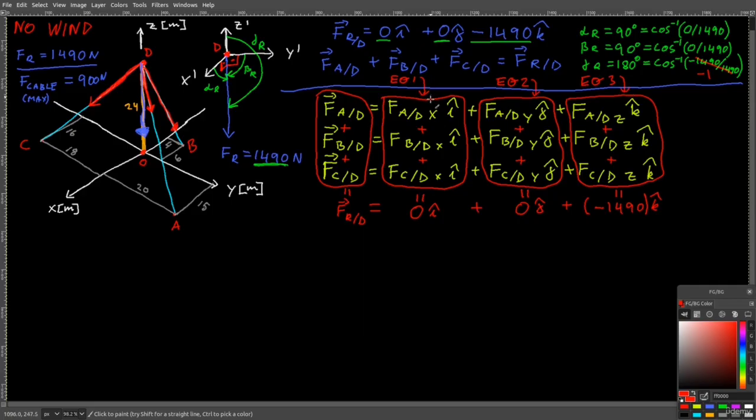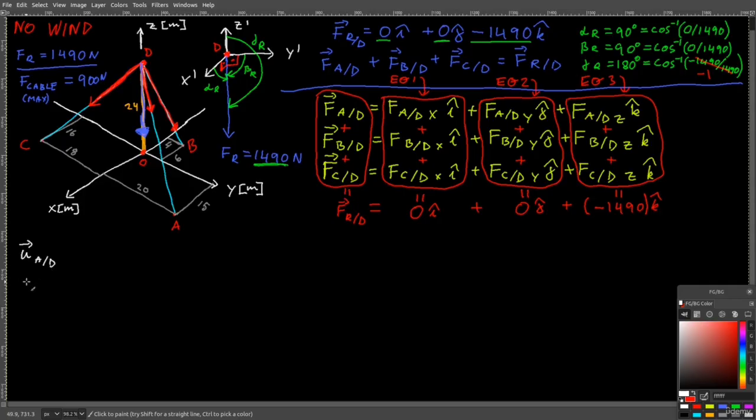So right now you should think vertically. So one equation will be FA/D x plus FB/D x plus FC/D x equals 0. That would be equation 1. And then similarly you have equation 2 and equation 3. But you have 9 unknowns here. 3 equations, but 9 unknowns. That's not a good sign, because if you have only 3 equations, but 9 unknowns, then you cannot find those 9 unknowns.